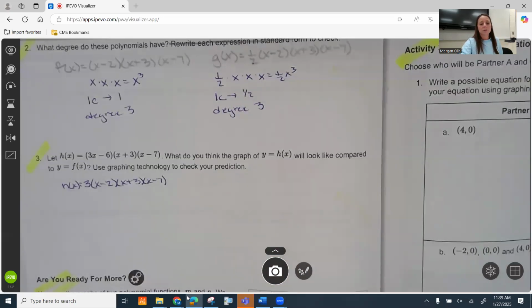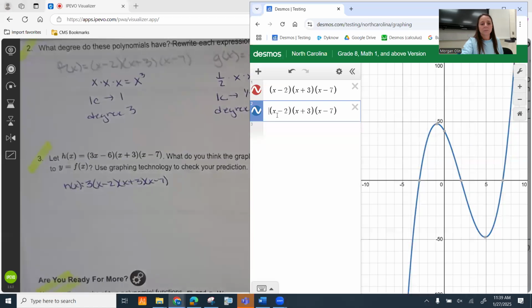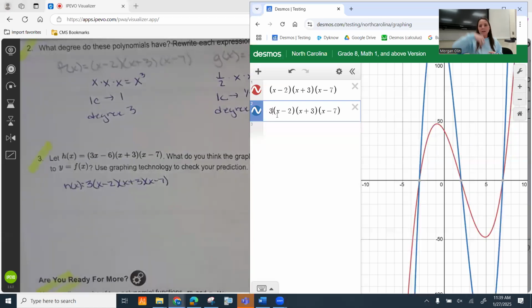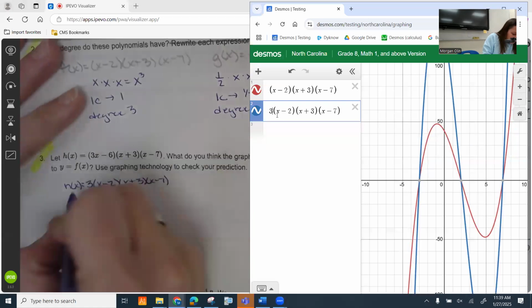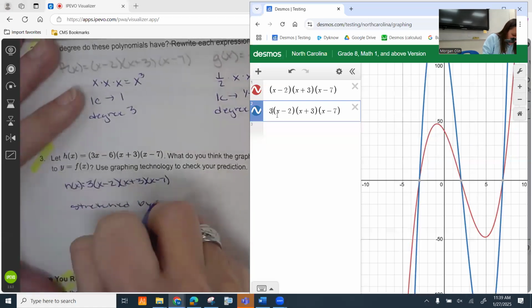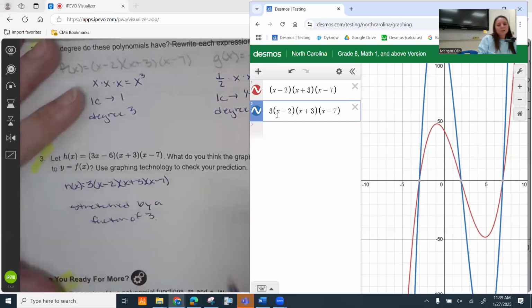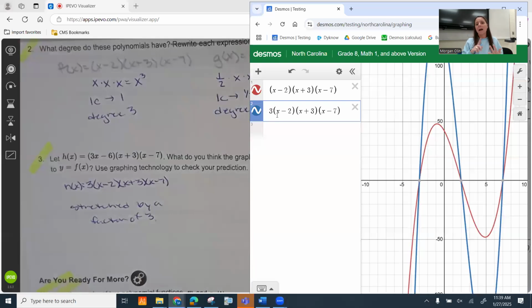So if I actually throw this into the graph and I change it, this time it stretches our graph. We stretched by a factor of 3. And all those things that we just said were different, our relative max, relative min, and our y-intercept, they're different here.